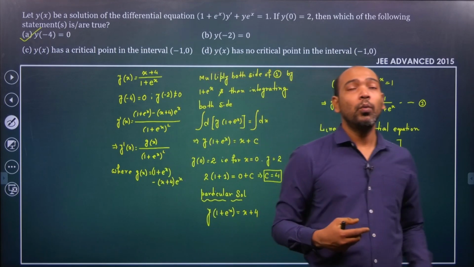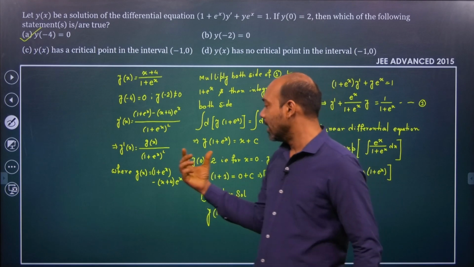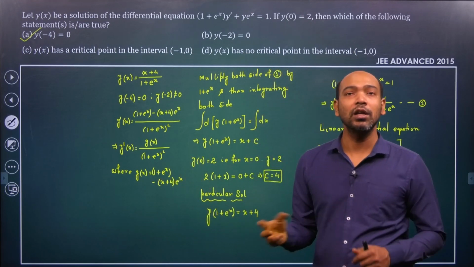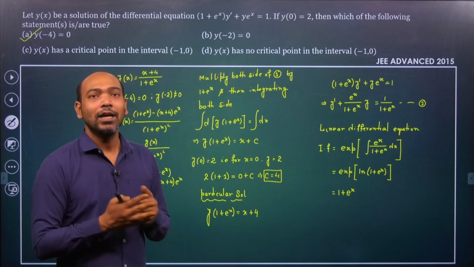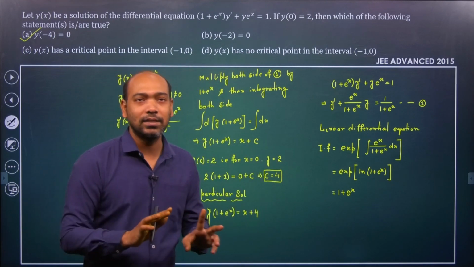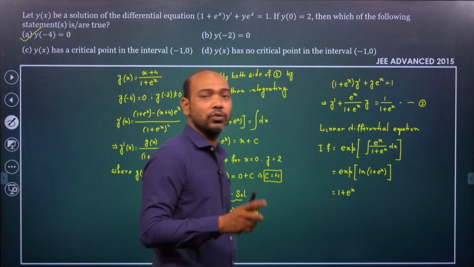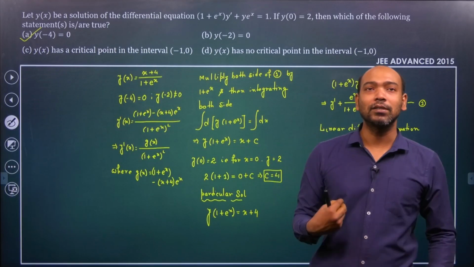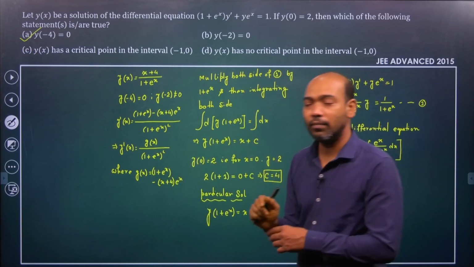So what should I do? We have to find whether there is a zero or a root of the equation g(x) equal to 0. What's the condition? We know that if there is a root between an interval a and b, then f(a) times f(b) must be less than 0. So here it says that there is a critical point between -1 and 0. So therefore, if it is there, g of -1 times g of 0 must be less than 0.